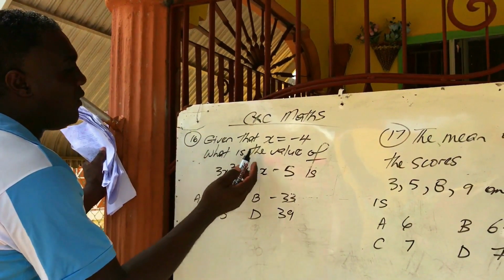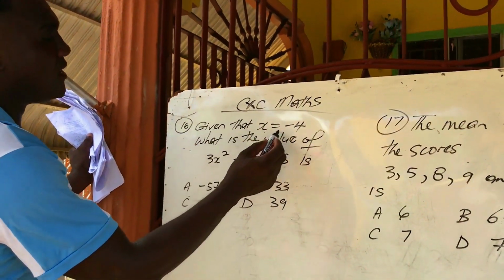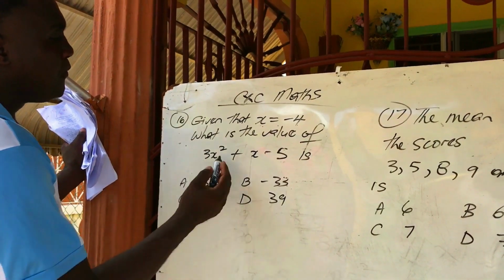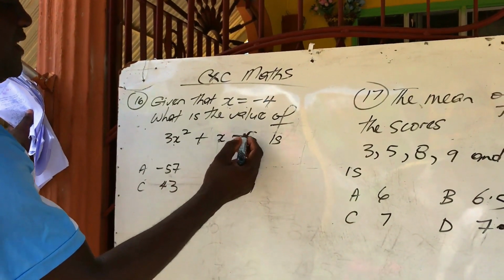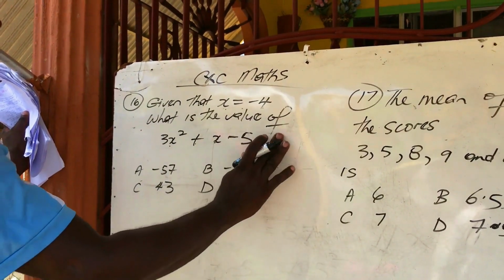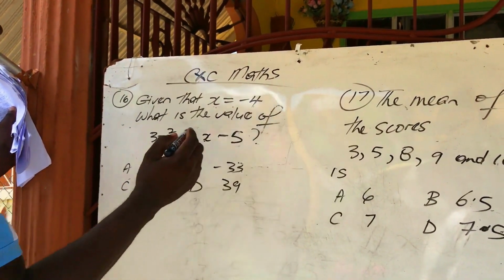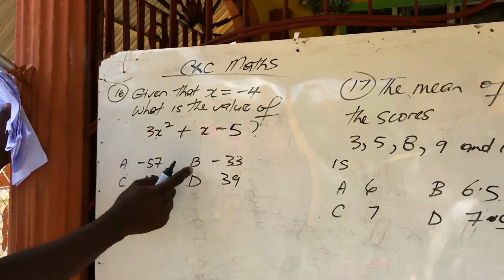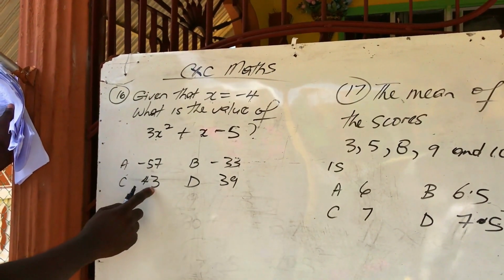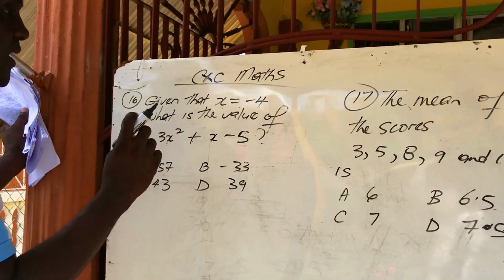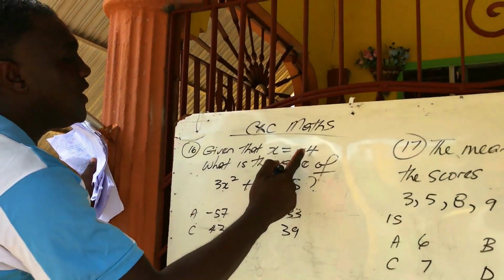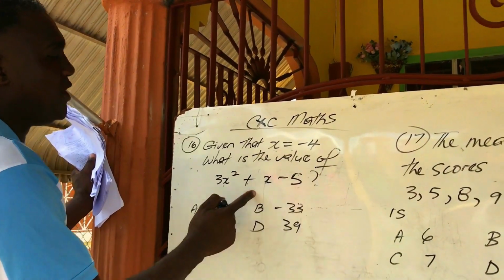Now, here we have this question: given that x equals -4, what is the value of 3x squared plus x minus 5? And so, here we have the choices A, -57, B, -33, C, 43, D, 39. For this question, you definitely need to substitute the value of x into the given expression.